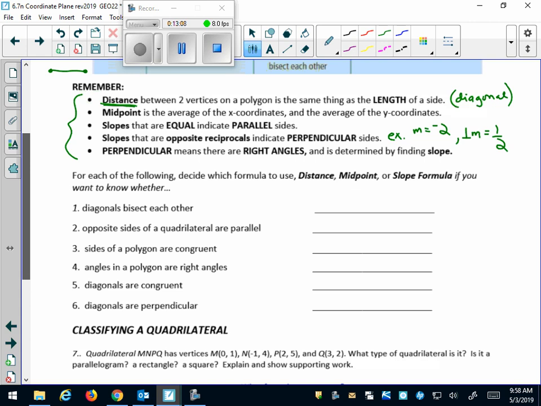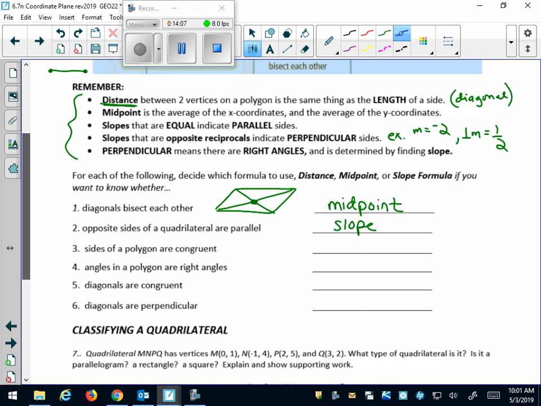Okay, so for each of these, decide whether you would use the distance formula, the midpoint formula, or the slope formula. If you want to know whether diagonals bisect each other, if we want to know that they cut each other in half, well, if two diagonals cut each other in half, what can you say their intersection point is? The midpoint. So here we would use the midpoint formula. If you want to know whether opposite sides are parallel, well, which of these formulas helps you figure out if things are parallel? Slope. Okay, you guys try the next 4.